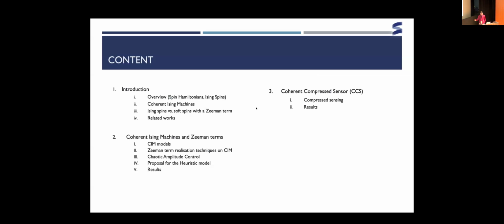So the content of this talk is going to be like this. First, I'll introduce the overall idea and the problem we are dealing with, Zeeman terms in Coherent Ising machines. Then I'll go into the remedies, the answers that we have found. And then I'll go into a little more detail about how we have been able to see that the theoretical results, the SK Hamiltonian results, are somewhat consistent when we apply that theory to a more real-world application like compressed sensing.